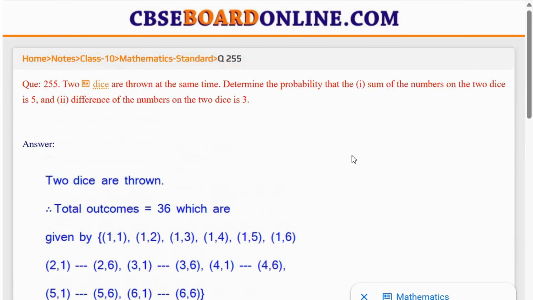Two dice are thrown at the same time. Determine the probability that the sum of the numbers on the two dice is 5 and the difference of the numbers on the two dice is 3. Now what is the total outcome? If you are throwing two dice, how much is the total outcome? The total outcome would be 36, right? Now we have to find the probability that the sum of the numbers on the dice is equal to 5.